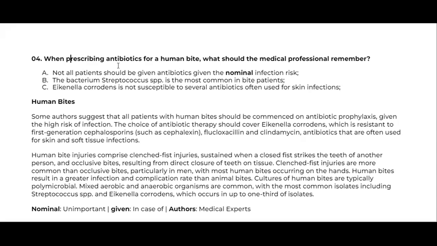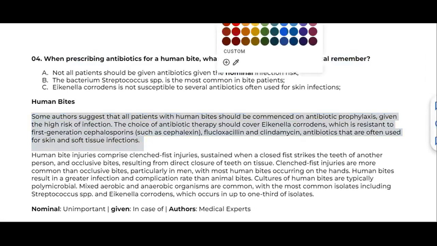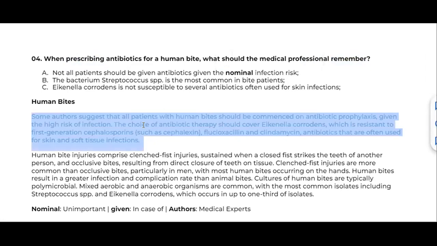When prescribing antibiotics for a human bite, what should... The words "should" or "must" are all used for the multiple-type questions. Remember what the medical professional should remember. Another keyword here is "prescribing", a verb. So if you take this paragraph, it is only about prescription. Only this part is about the prescription part.